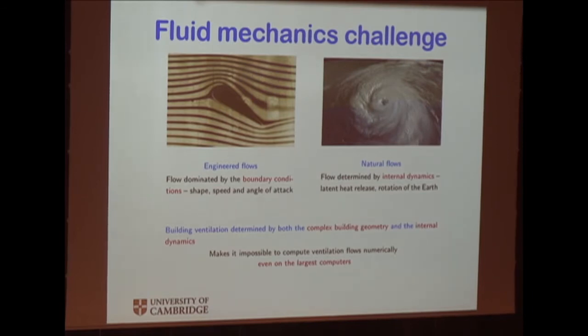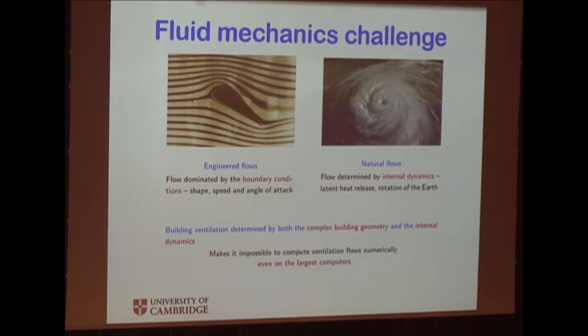On the other hand, for a natural flow, like this cyclone that I show here, this is really irrespective of the boundaries of the system. It just depends on its internal dynamics, in this case, the release of latent heat and the rotation of the Earth. In a building, you have both of these components together.